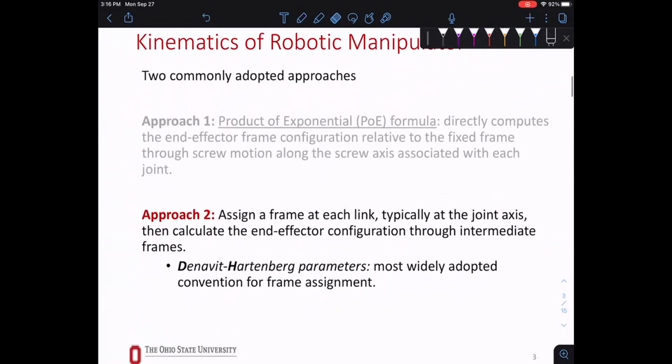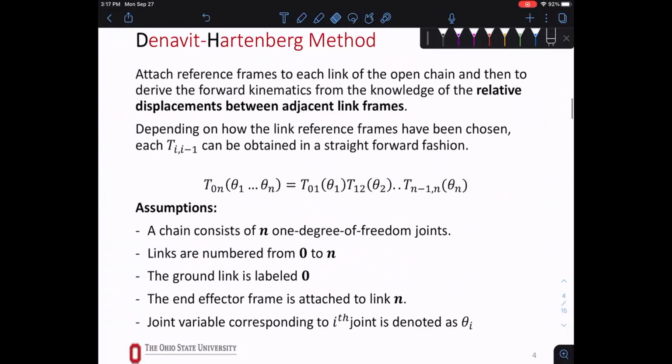All right, so in the DH method, you will assign a frame at each link, right? Which usually is at the joint axis, then calculate the end effector configuration through these intermediate frames, which is every frame with respect to the frame next to it. So we don't define a base frame. Well, we define a base frame, but calculations are not with respect to the base frame. It's with respect to the frame before it. So that's the main difference. That's the main difference in this method.